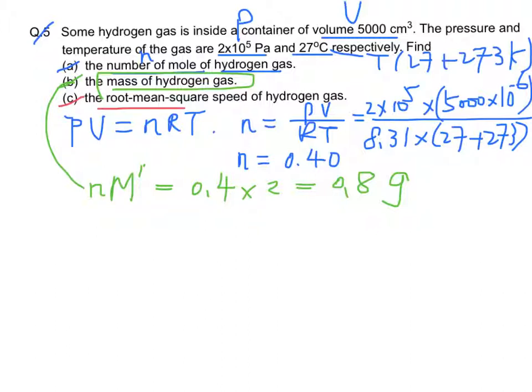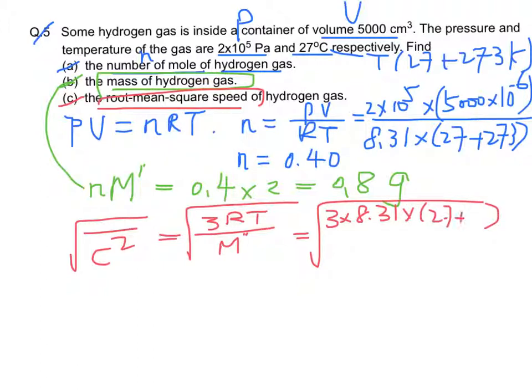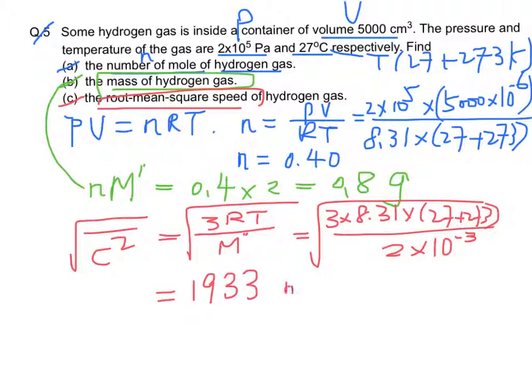Part C, the root mean square speed of the gas is equal to square root 3RT over the molar mass, which is equal to square root 3 times 8.31 times 27 plus 273 over 2 grams, 2 times 10 to the power negative 3, which is equal to 1,933 meters per second.